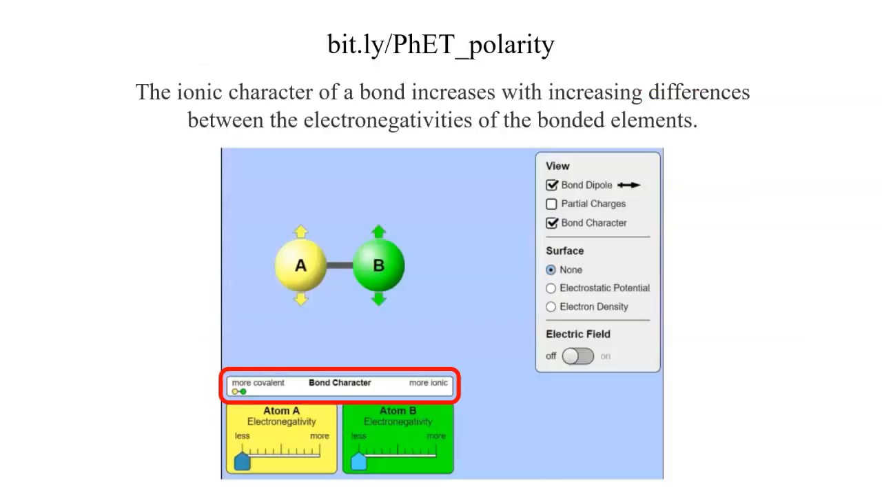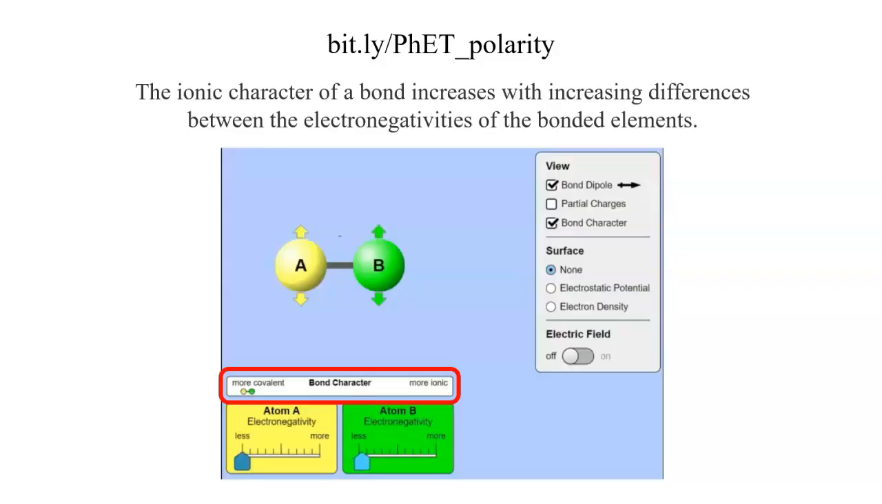Now, in an earlier video, I had talked about this PhET simulation on the polarity of a bond. And you can see that I've mentioned that the ionic character of a bond increases with increasing differences between the electronegativities of the bonded elements. If you look on this slide, you can see what happens when the electronegativity of atom B, which is highlighted in green on this slide, changes, and how that changes the polarity of the bond.